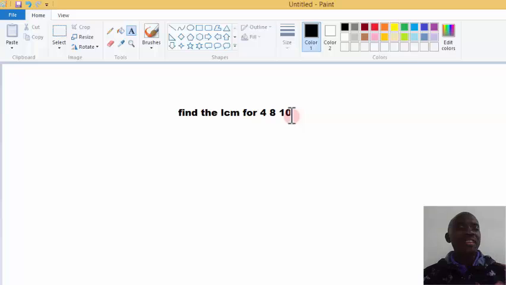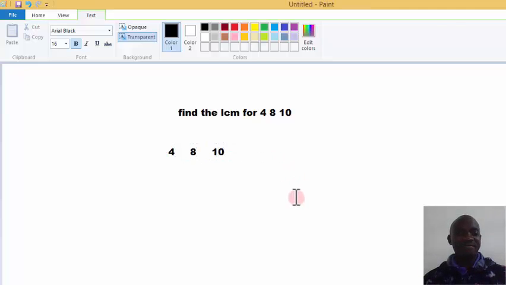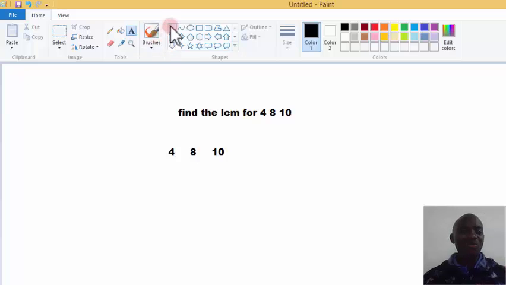Let me just make a callback to what we are using. Now we used to say, we put the numbers, for example, 4, 8, then 10. Okay. Then we used to draw a table like this. Remember? We should draw a table like this.